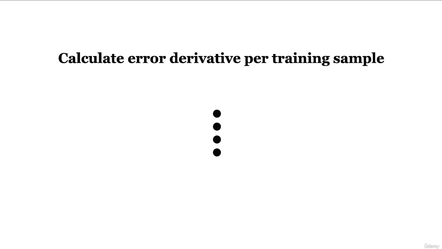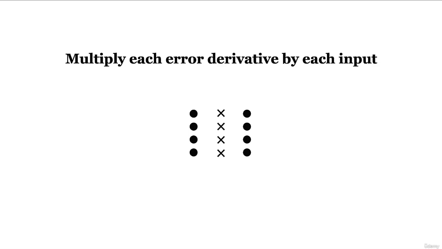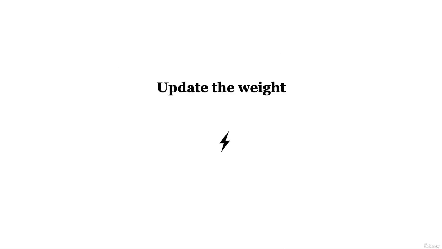But we can amplify these nudges by multiplying each error derivative by each input value. The resulting list is averaged and subtracted from the weight. We already calculated the cost. Let's move on to the second task. Calculate the derivative of the cost function.